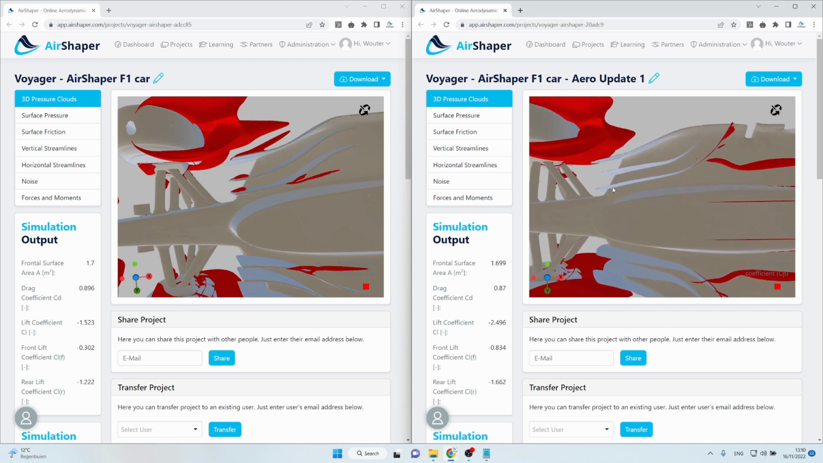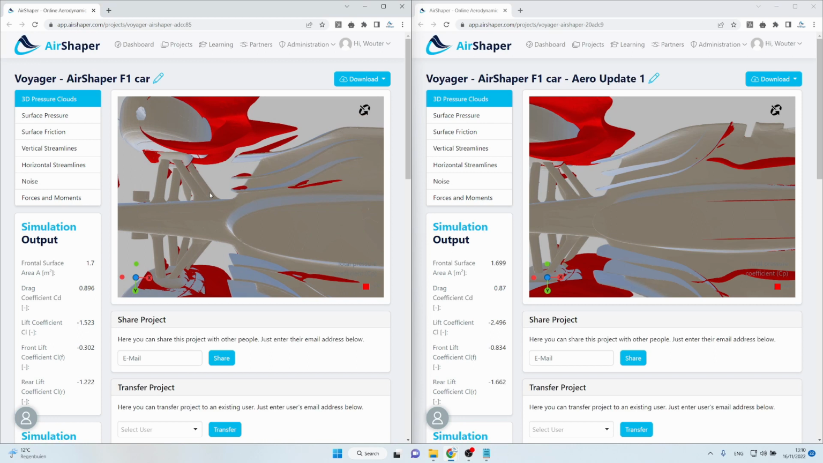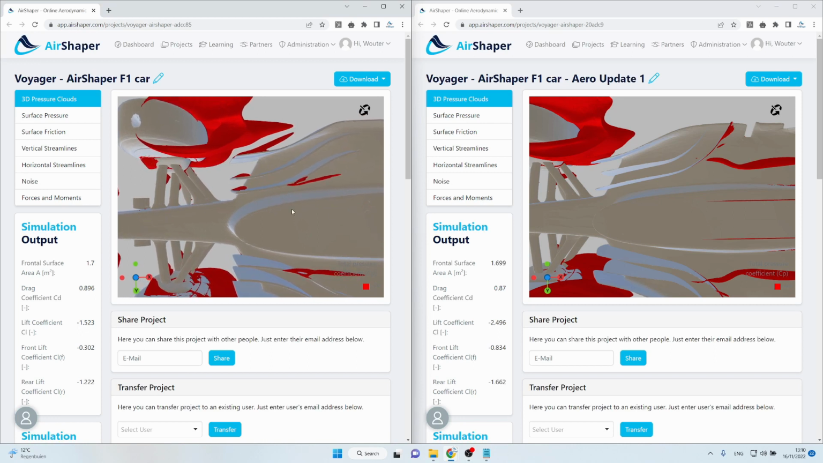One is to curve them more inward. So as you can see here, they're almost parallel to the center line of the car. Over here, they're pointing more inward, more aligned with the natural airflow or inflow angle of the air.